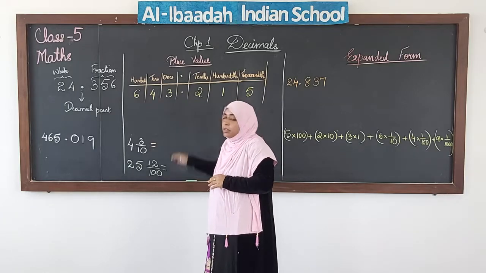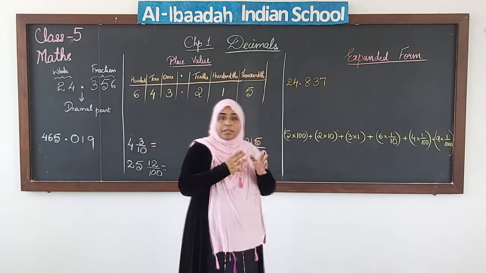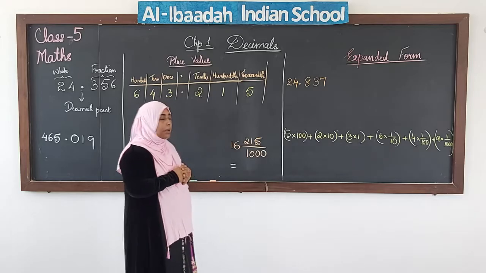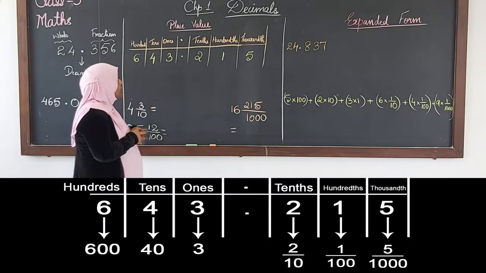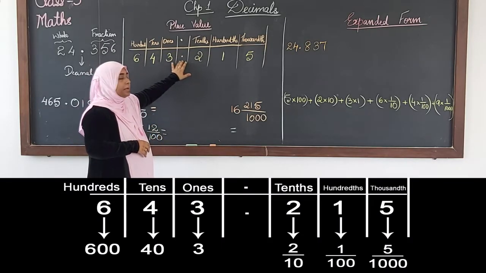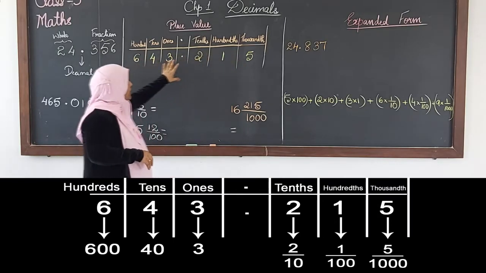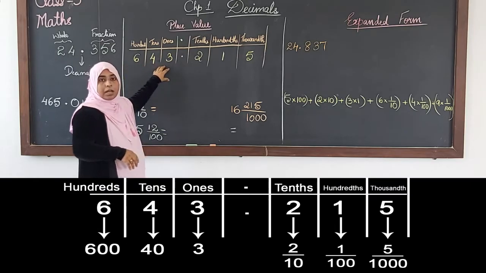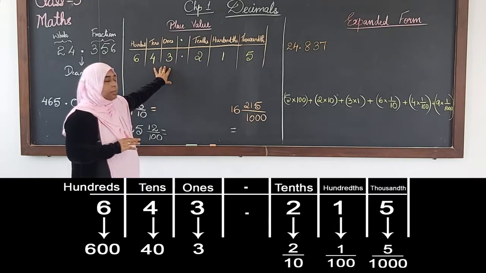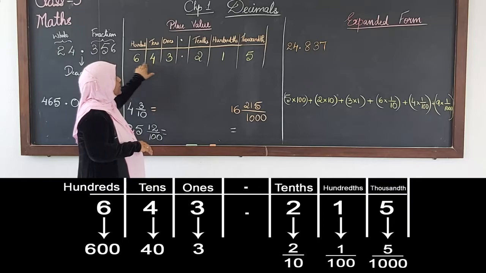Now, moving ahead with the place values and the places in a decimal number. Like we discussed, we have a decimal point which separates the whole number and the fraction part. The place values of the whole number are the same as in any whole number. We start with ones, tens and hundreds.